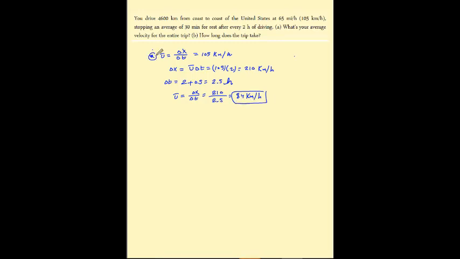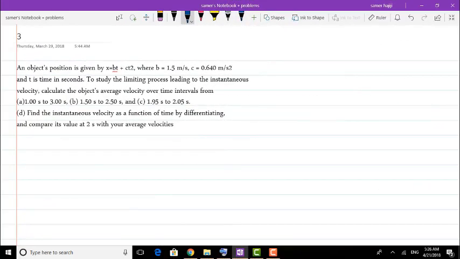This is A. And B, we need to find the total time required for this trip. Total time is simply delta t equals delta x over V average, and delta x is 4,600 kilometers, the length of the trip, over the average velocity, 84 kilometers per hour, and this is equal to 54.8 hours.